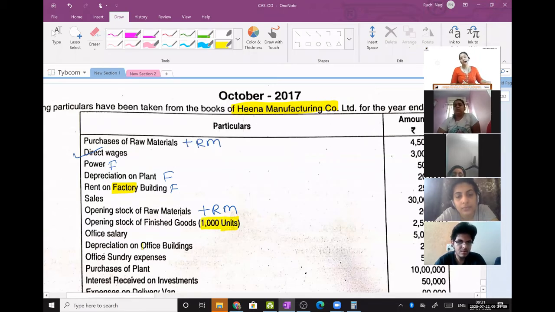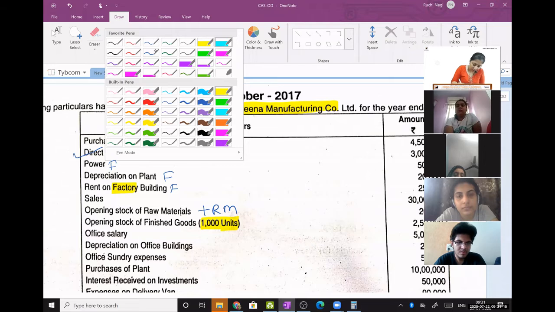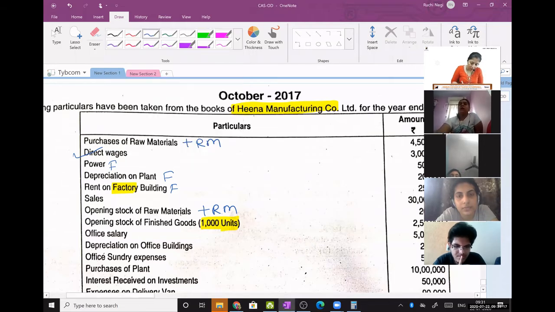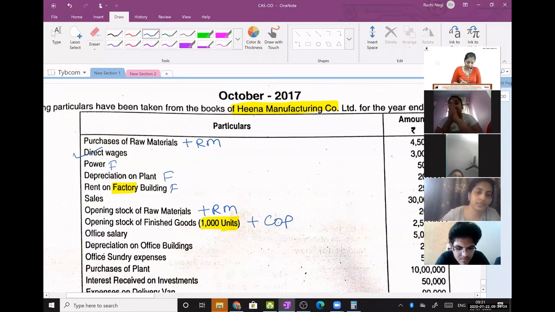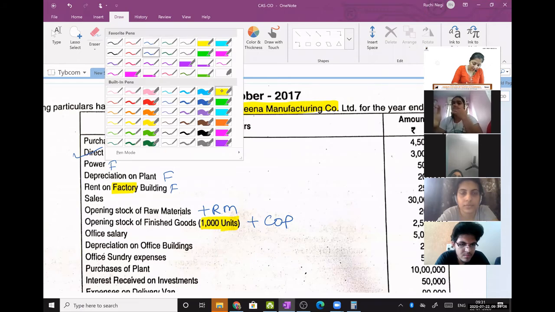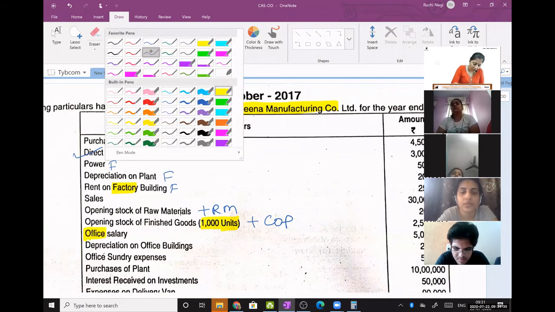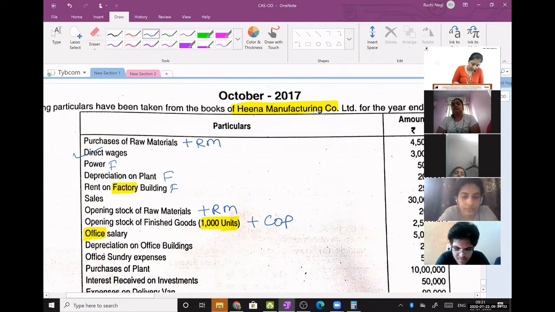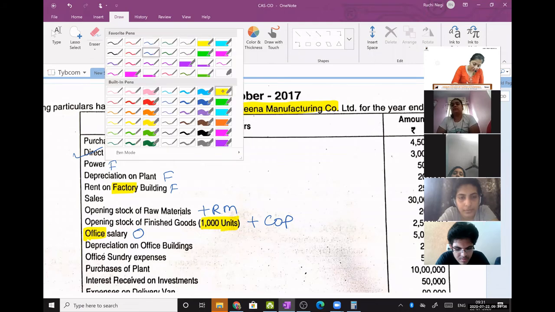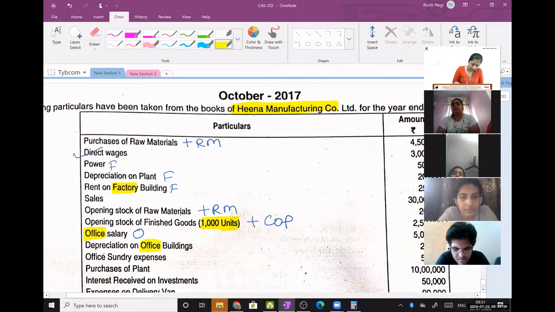So CPU column. It's a type 2 sum, correct? And how do we treat opening stock of finished goods? We take it to cost of production. I mean, we add it to cost of production. Office salary, the word office is used, so obviously it will go to office. Depreciation on office building, the word office is used, so it will go to office.